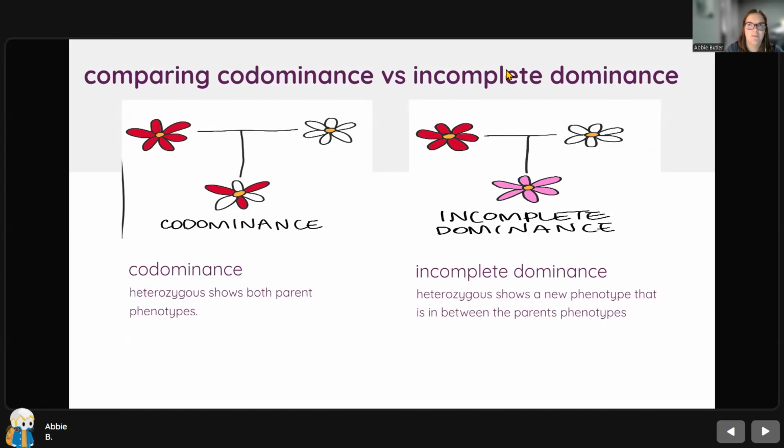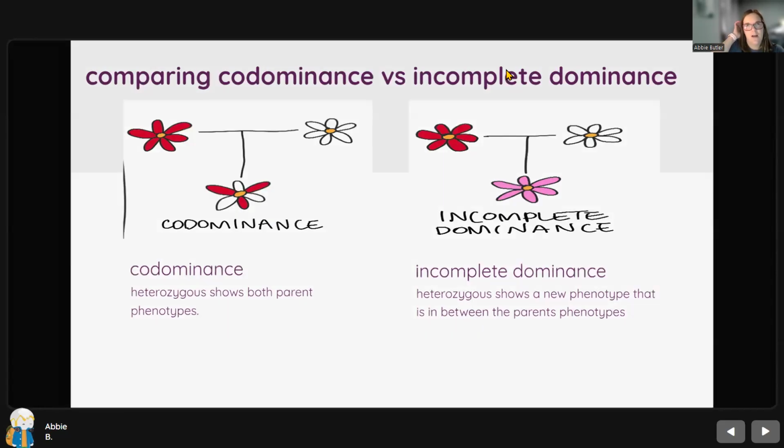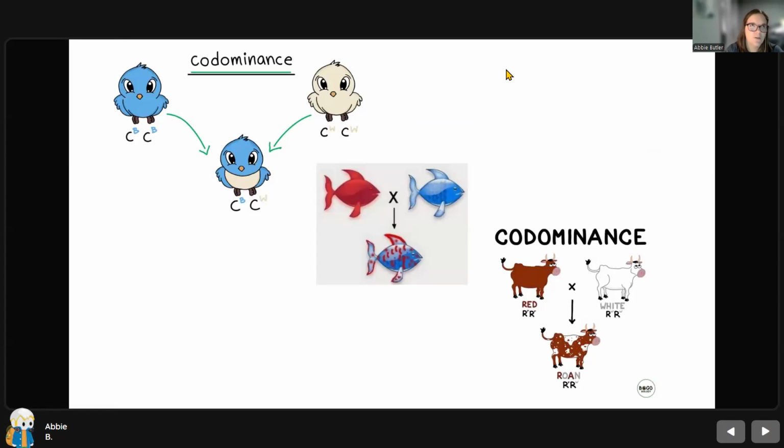Setting them up and solving them is pretty much identical. It's just a matter of what the heterozygous is expressing. So in codominance, you see both parents' traits, but in incomplete dominance, you see neither of their traits. You actually just see a whole new trait, whole new color. So a whole new allele result. Here's some other examples for you.